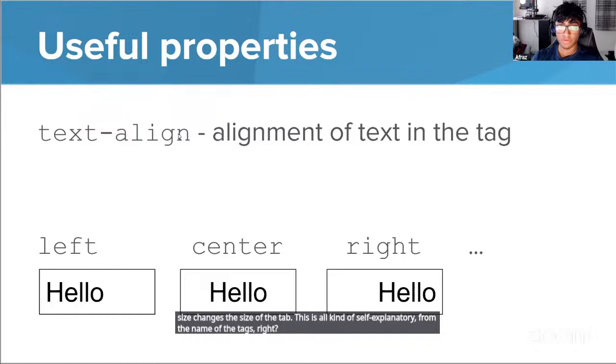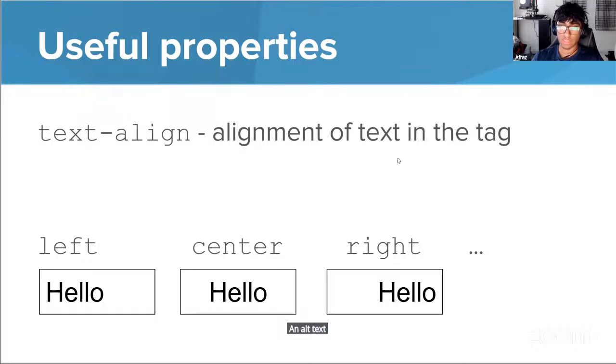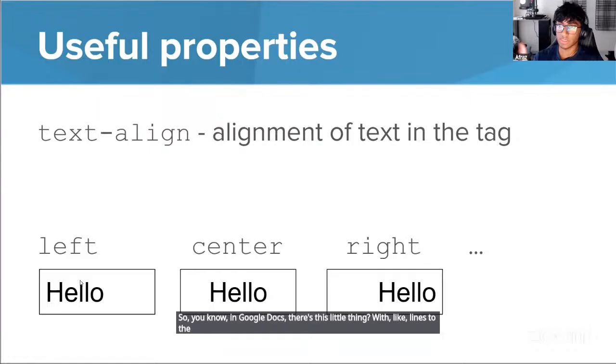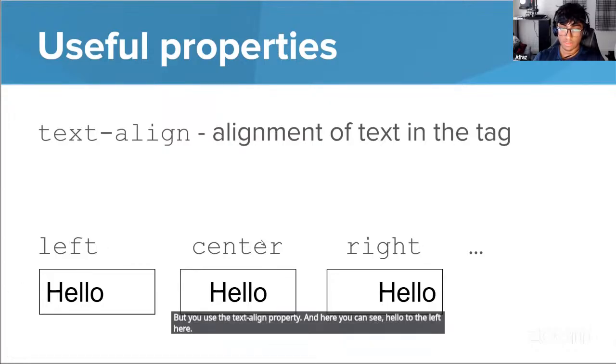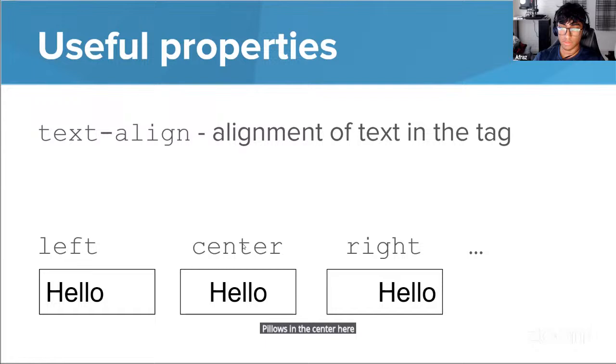And then there's another property we're going to take a look at, which is called text align. All text align refers to is the alignment of text in the tag. In Google Docs, there's this little thing with lines to the left, then lines in the middle, then lines to the right. In Google Docs, you can have text in the left, center, or right. And in HTML, you can do that too, but you use the text align property. Here we can see hello is in the left here, hello is in the center here, and hello is in the right here.